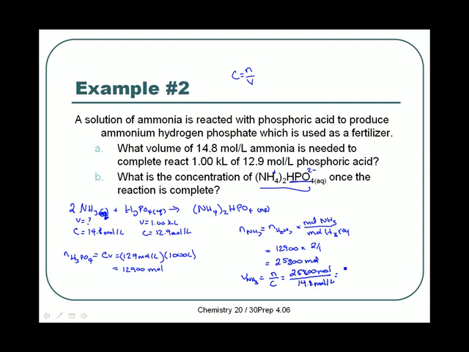So 25,800 divided by 14.8, and we get 1,743 liters, which is equal to 1.74 kiloliters. And that would be the volume of ammonia.